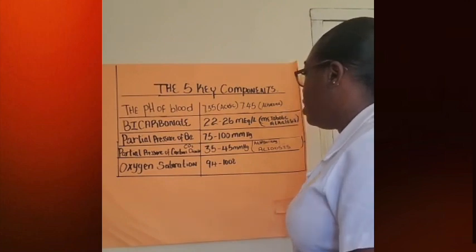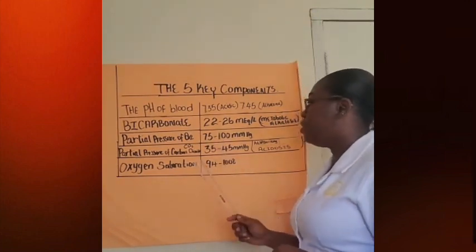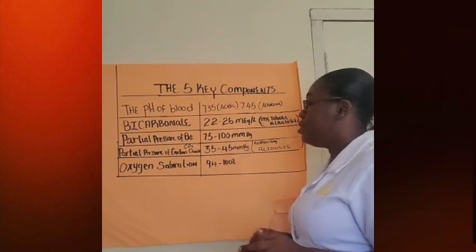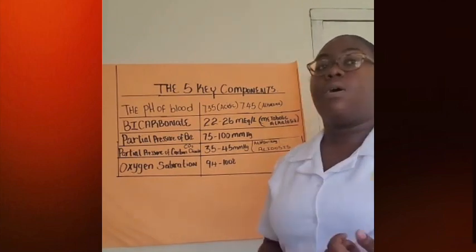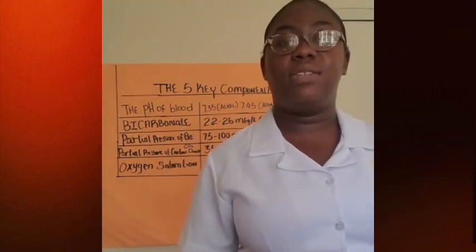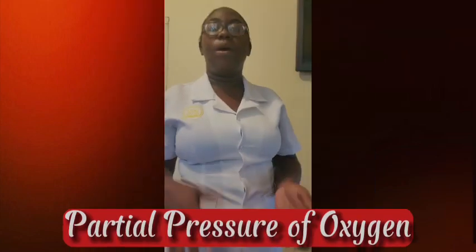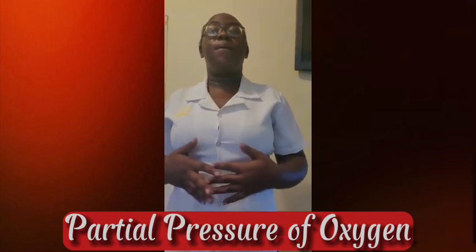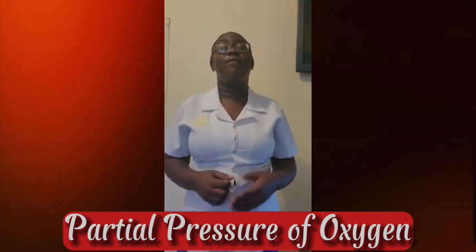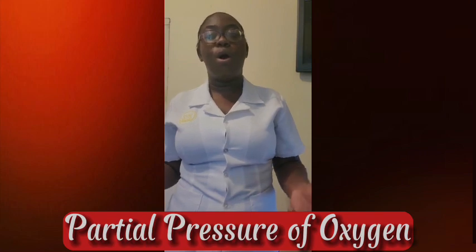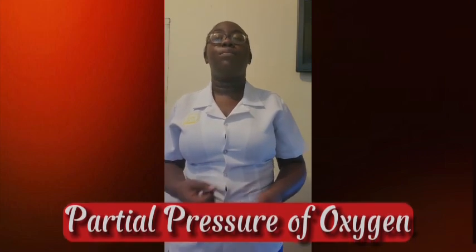For partial pressure of oxygen, the normal values range from 75 to 100 millimeters of mercury, and for oxygen saturation, 94 to 100%. What could cause your oxygen levels to fall is any respiratory illness such as asthma, pneumonia, and any viral infection. Partial pressure of oxygen measures the amount of oxygen in the blood, and it also measures the pressure of oxygen dissolved in the blood. It also helps to show how oxygen moves from the lungs to the bloodstream.